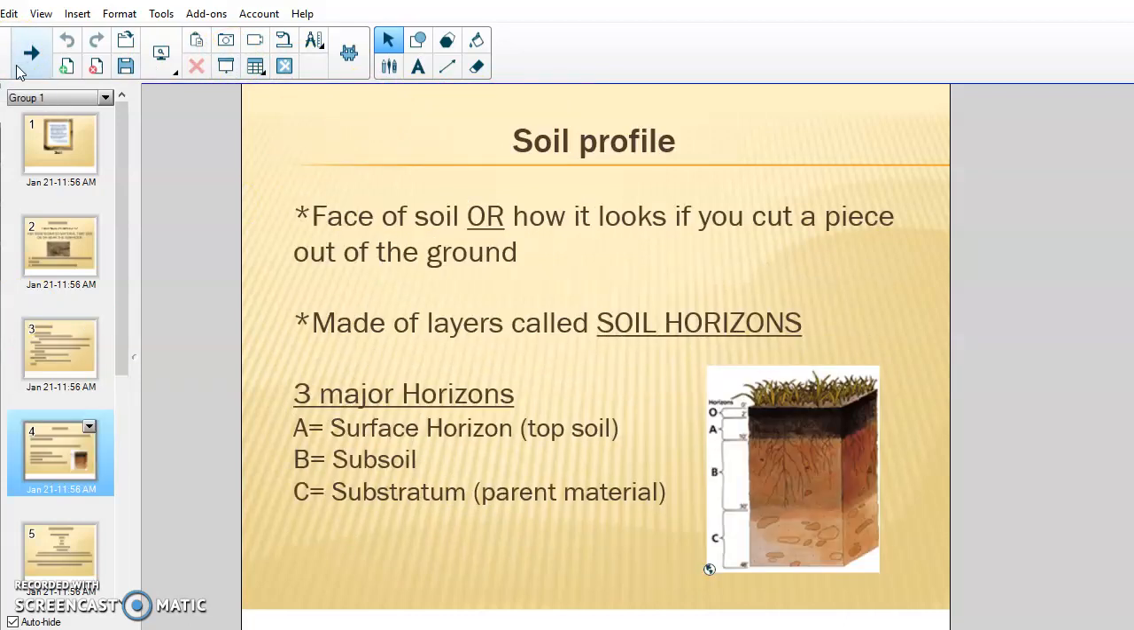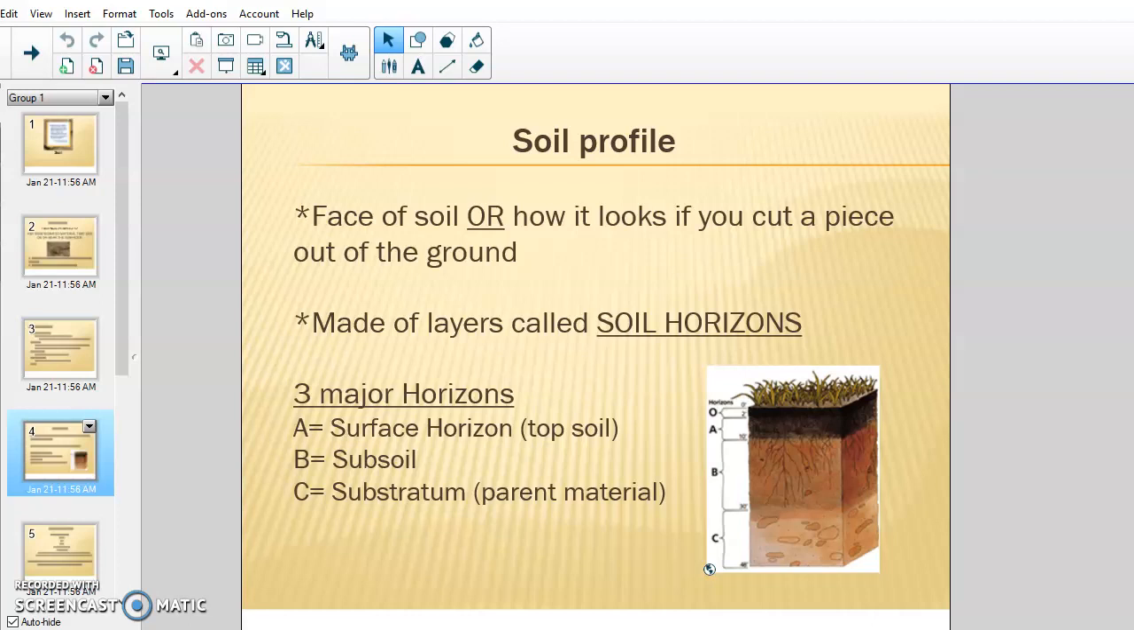Taking a look at the soil profile. This is kind of important because when they're talking about where they find evidence and they're talking about soil horizons, you need to know, is it the substratum, the subsoil layer, the surface horizon, etc. So when you're talking about a soil profile, think about if you were to cut a slice of cake out of a whole cake, and you could see all the different layers of the cake itself.